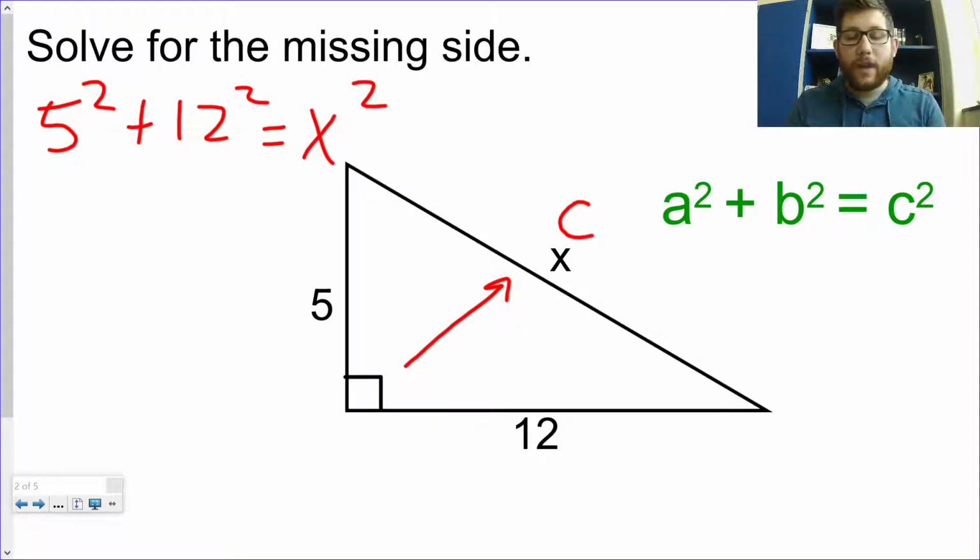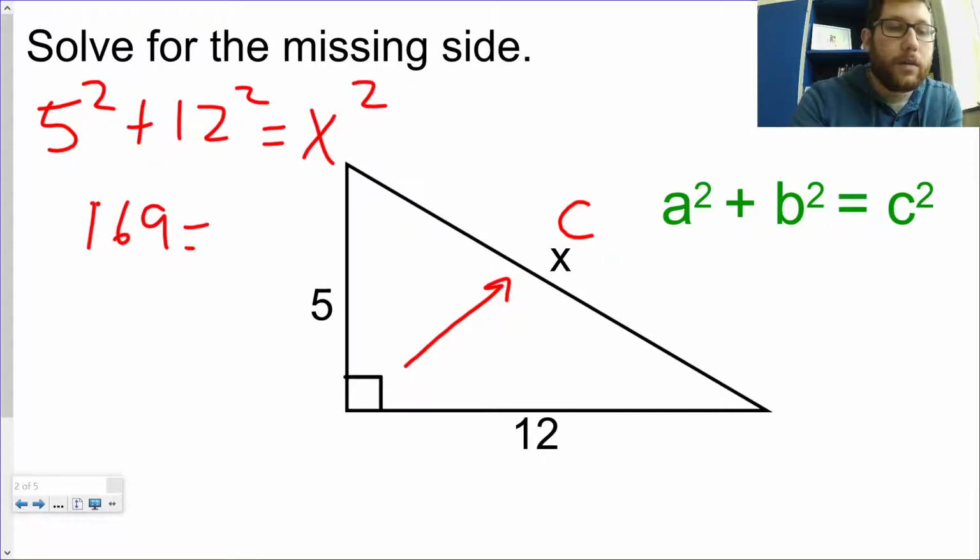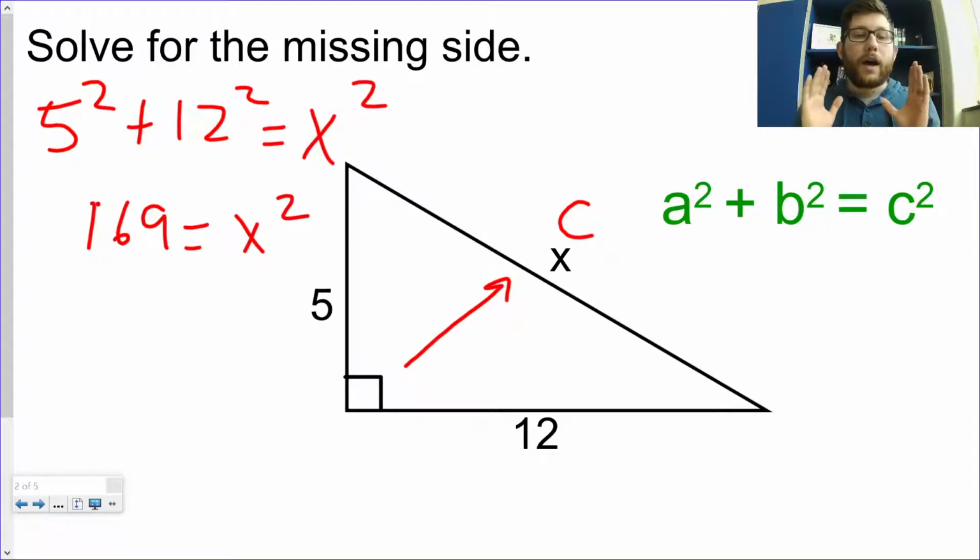So I plug 5 squared plus 12 squared into my calculator, and I end up with 169, and that's equal to x squared. At this point, some people make a mistake. They say, my answer is 169, but that doesn't make any sense. If these sides are 5 and 12, 169 is way too big to be the third side.